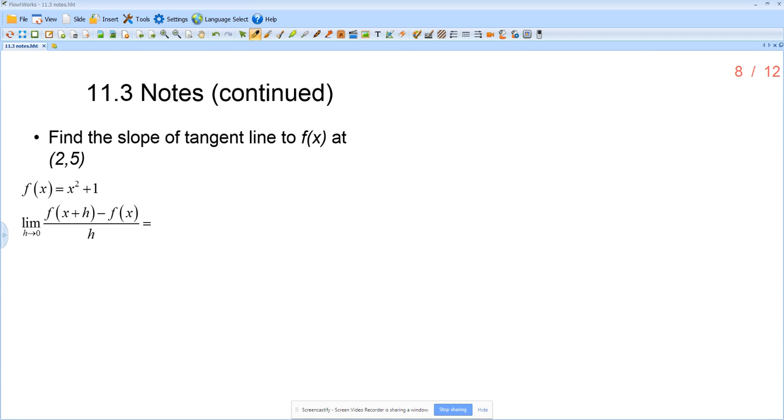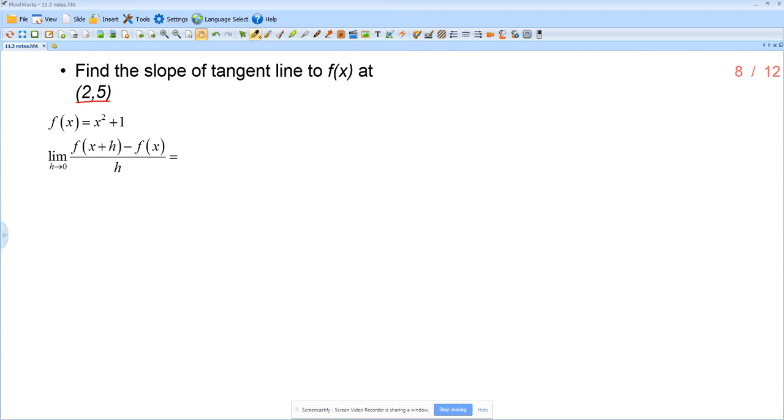All right, so we're going to do one example here live. Find the slope of the tangent line to f of x at specifically 2, 5. So I'm looking for the derivative at a specific point. So first, I need to do the difference quotient. So this will become the limit as h approaches 0 of x plus h squared plus 1 minus x squared plus 1 all over h. Now all I'm going to do is pretty much an 11.2 problem for right now.